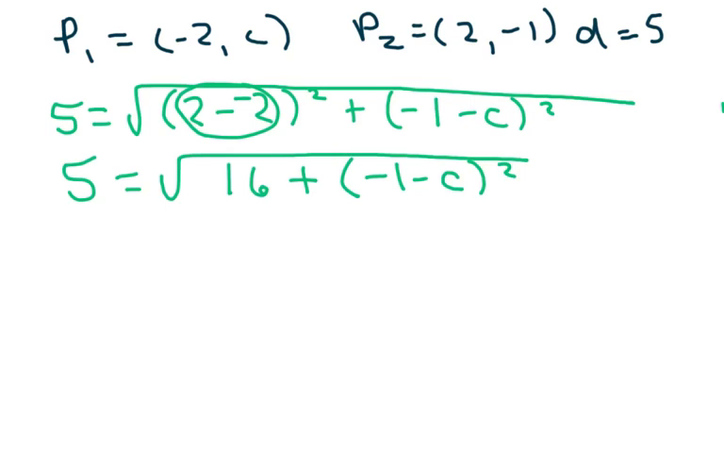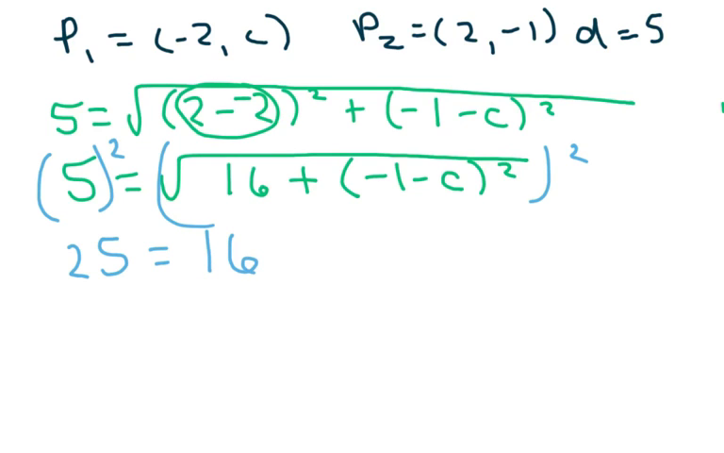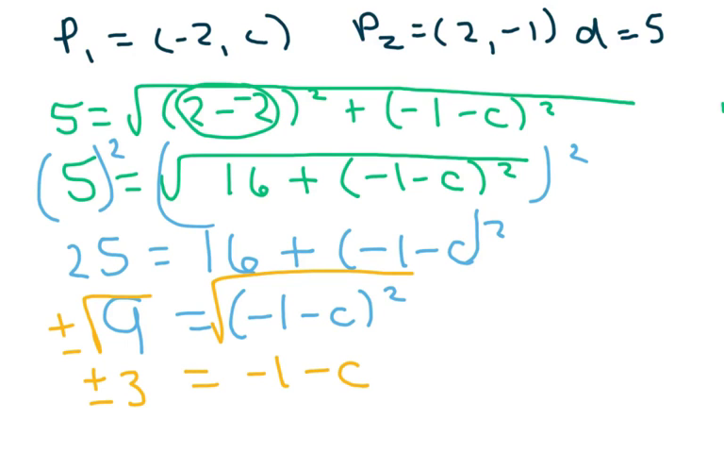I square both sides. So we get 25 equals the square root of, well, when I square both sides, I don't have square root on this. When you square both sides, this square root goes away. So you have 16 plus negative 1 minus c squared. All right, now I'm going to subtract the 16. I get 9 equals negative 1 minus c squared. Now I'm going to square root both sides. When you square root both sides, you get plus or minus 3 equals negative 1 minus c.